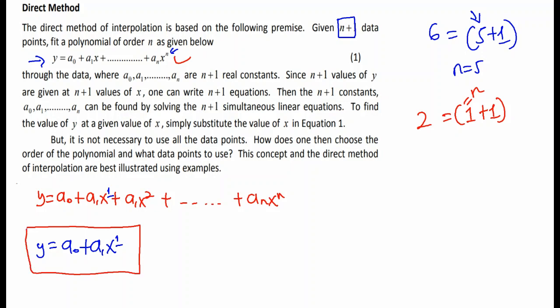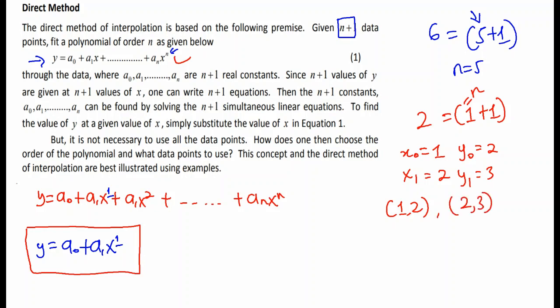Okay, so if you are given 2 data points, let's say for the first data point, x naught was equal to 1 and y naught was equal to 2, and then x1 was equal to 2 and y1 was equal to, let's say, 3. If I'm giving this data, we can group them as (1, 2), this is my first data point, and then (2, 3). So I have 2 data points. I would like to find a polynomial function that will fit these 2 data points. So what I'll do is go to my first order polynomial function.